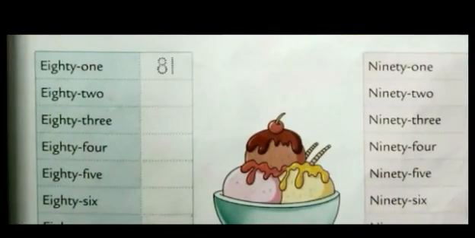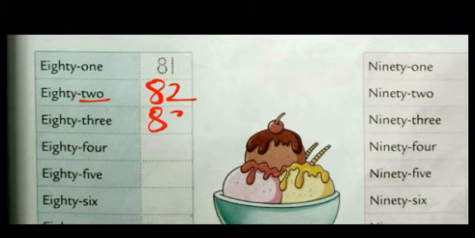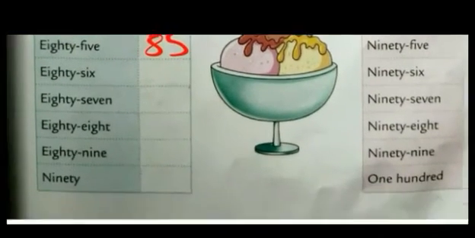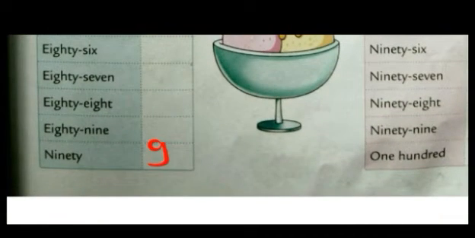Now see the number name for 81. What is this now? 82. 83. You have to read the number name properly and then you have to write 84. 85. This is the way how you have to complete it till 90. Okay, this is 90.